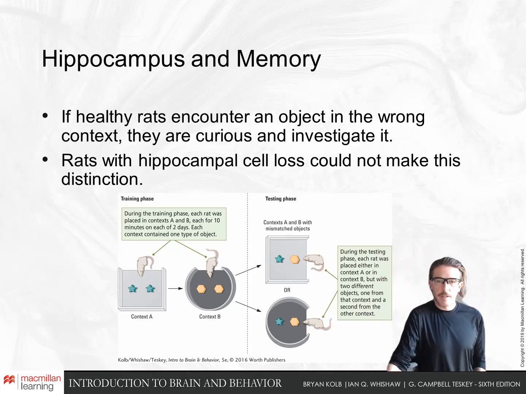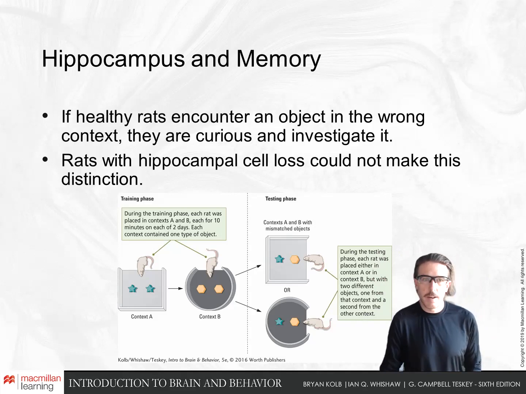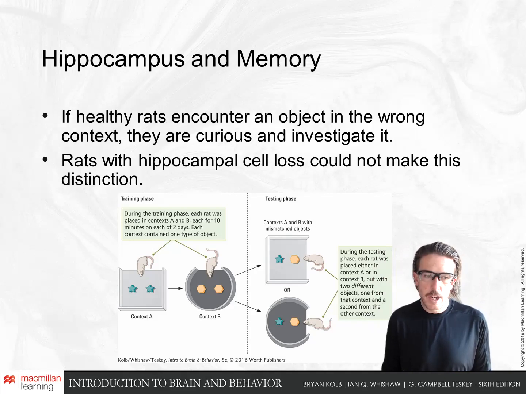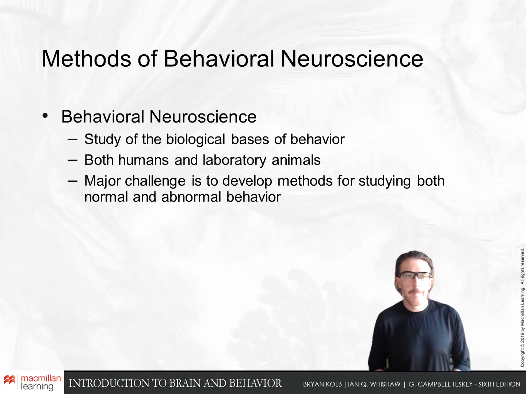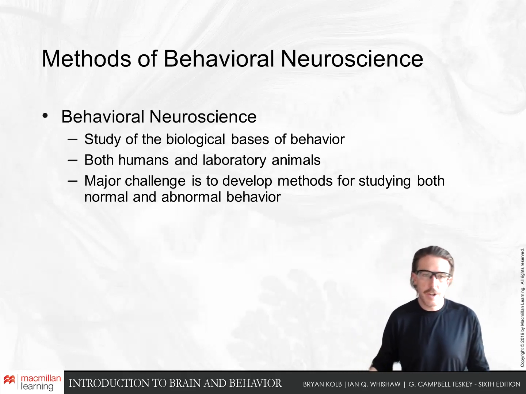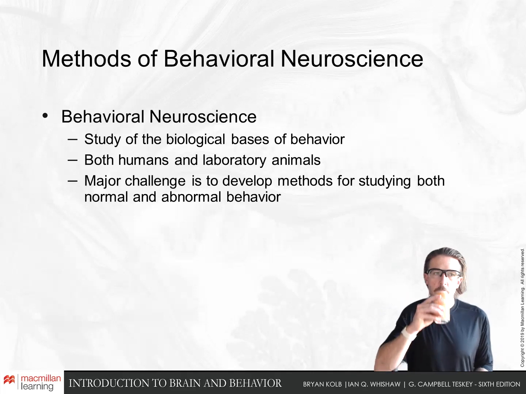And normal rats study the novel object more, and they spend more time investigating the novel object. These rats with cell loss in their hippocampus performed at chance. That is, they looked at each of these objects just as much, irrespective of whether they were in the right context. So that's a great example of a very simple manipulation that can be done to study the relationship between the brain and behavior.